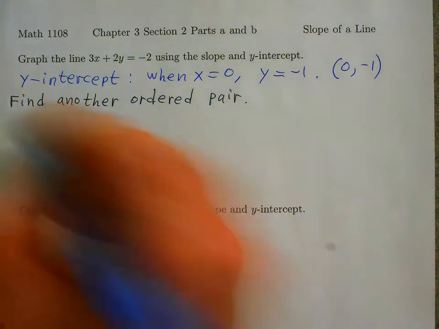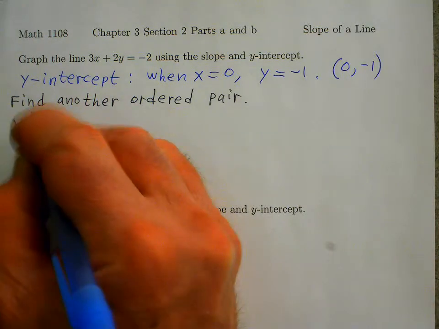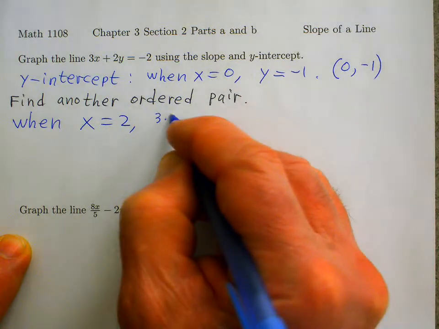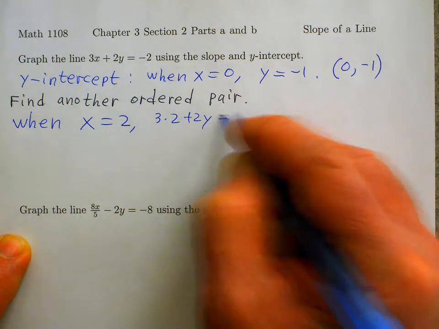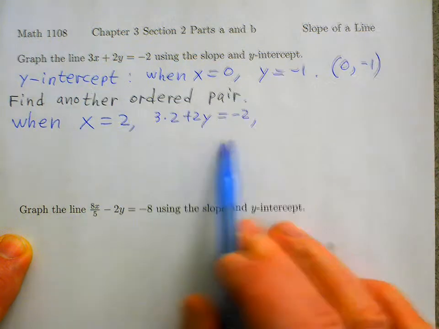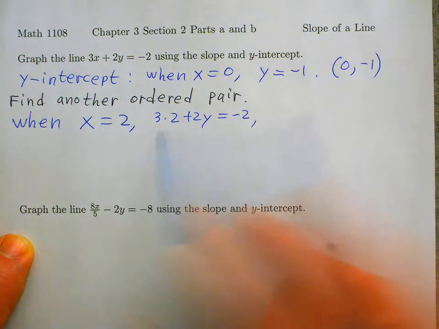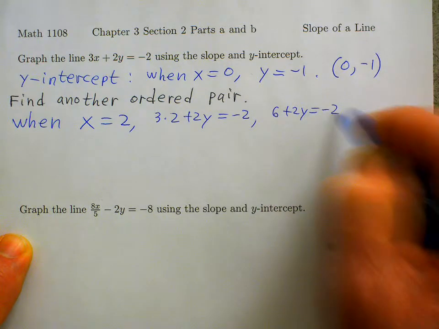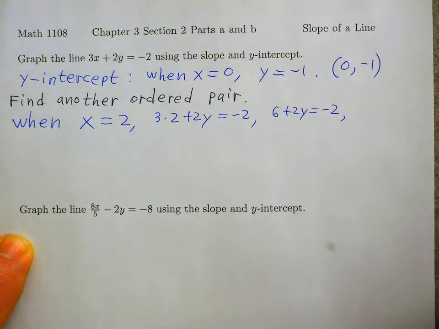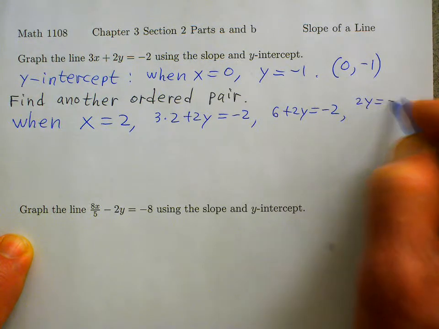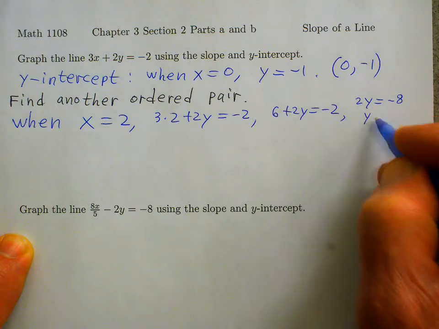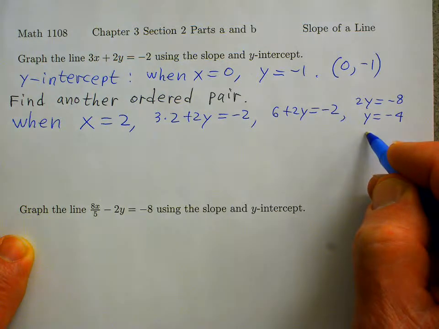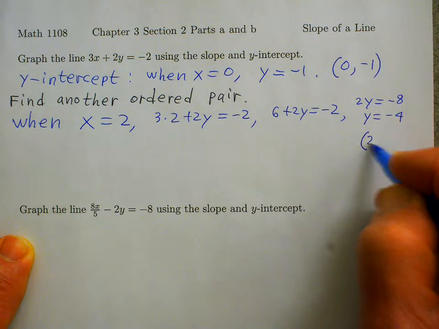I'll just say I'm going to pick x to be 2. When x is 2, we get 3 times 2 plus 2y equals -2. Solve this equation for y. So we get 6 plus 2y equals -2. Subtract 6 from both sides, we get 2y equals -8. And then divide both sides by 2, we get y equals -4. Okay, so the other point is 2, -4.